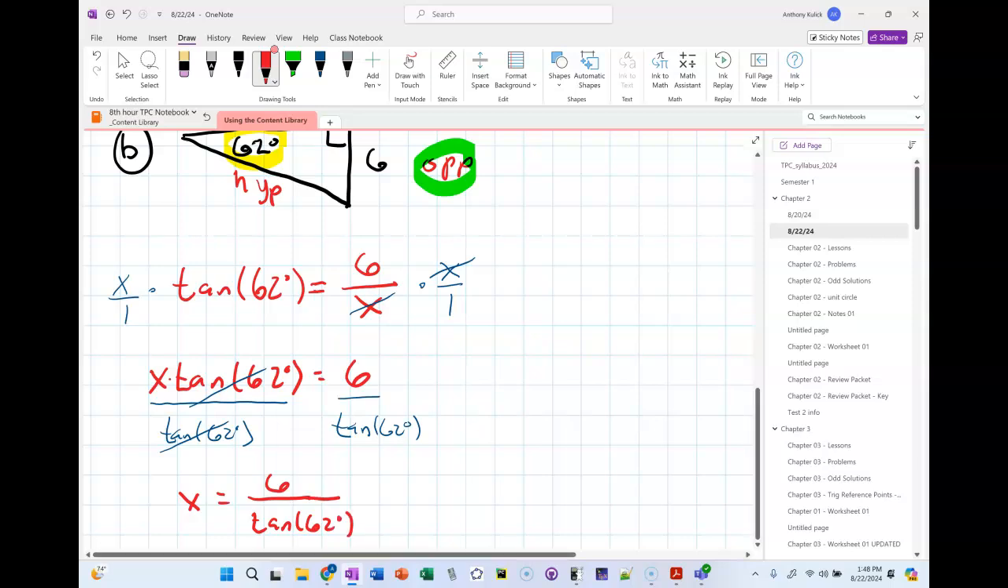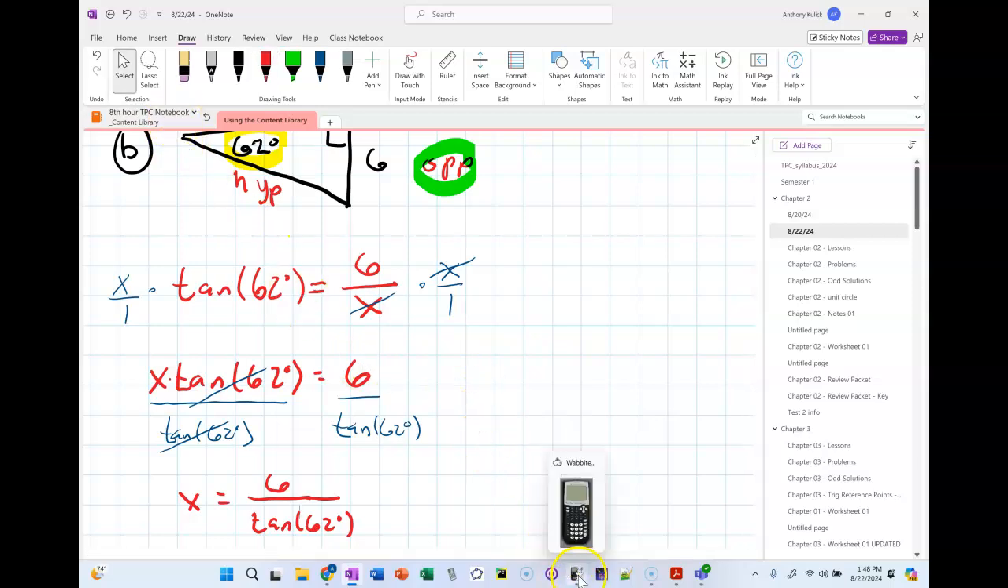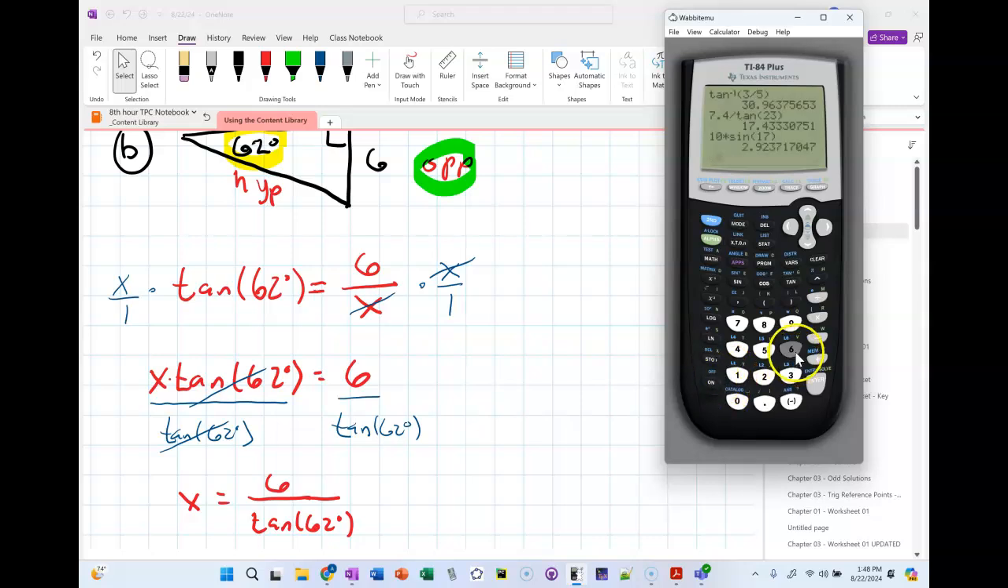So here we have x is going to equal 6 over tan 62. And now the x is by itself, so it's calculator time. And if I, again, round to 2 decimal places, that would be 3.19.